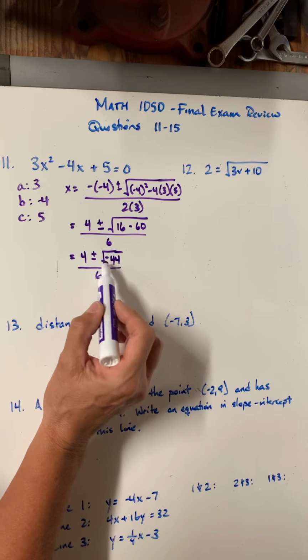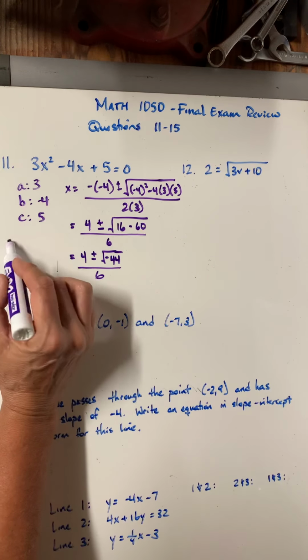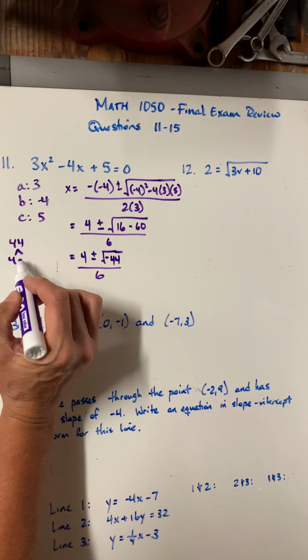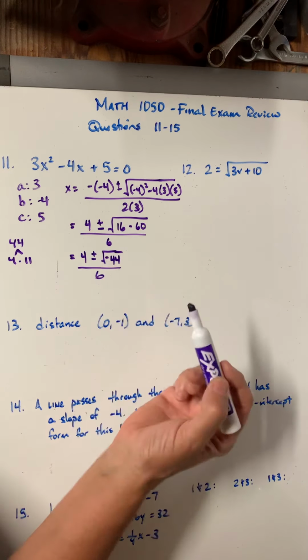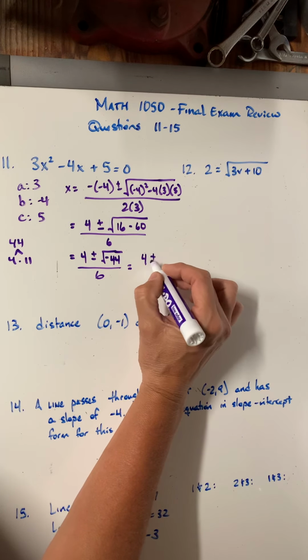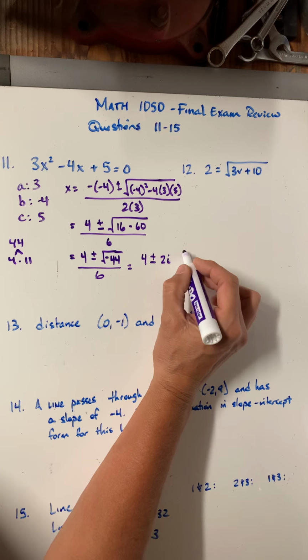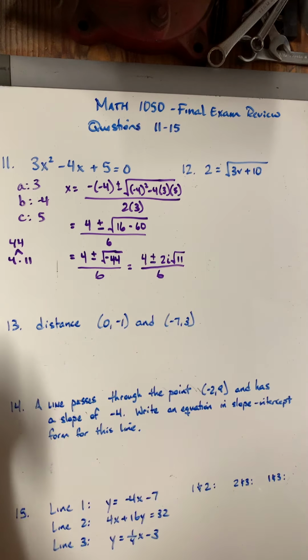So for starters, the negative would become an i squared, and I'll be able to pull the i out. The 44, I can split into 4 times 11. So the square root of 4 comes out as a 2. So this is going to end up looking like 4 plus or minus 2i square root of 11 is what's left inside, all over 6.